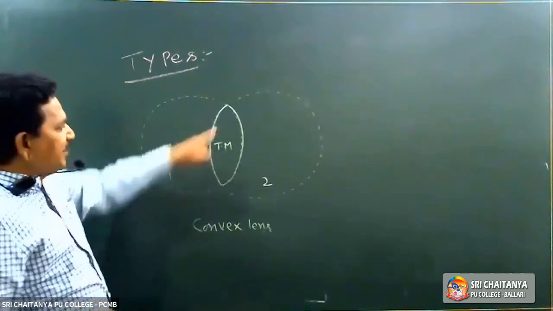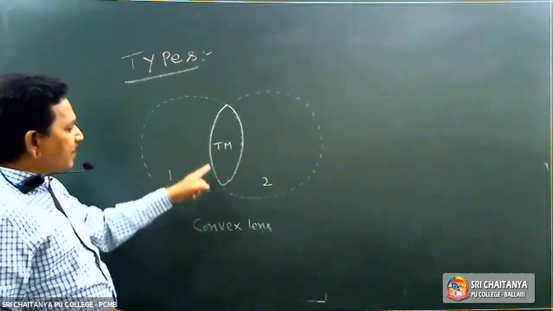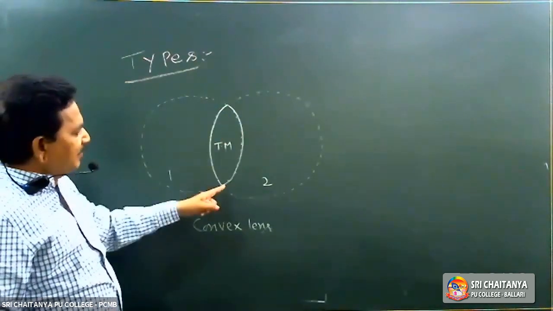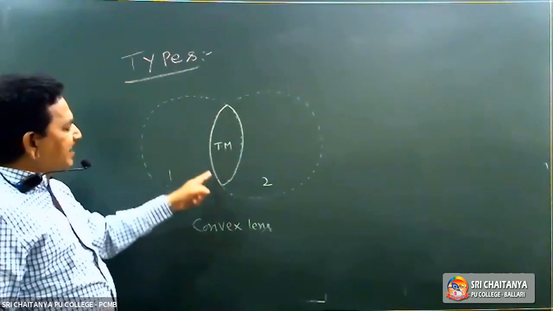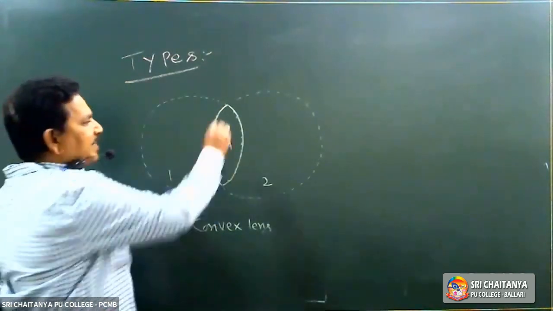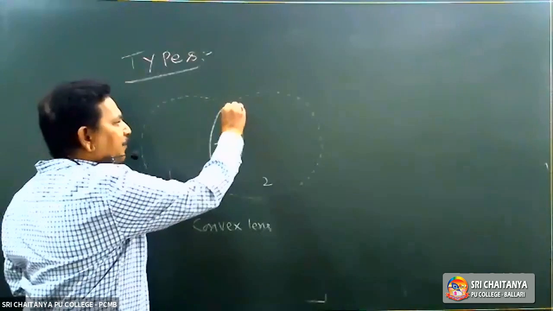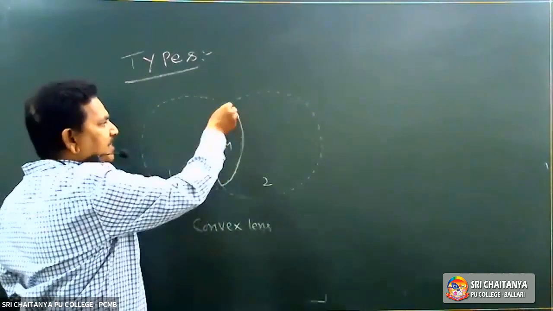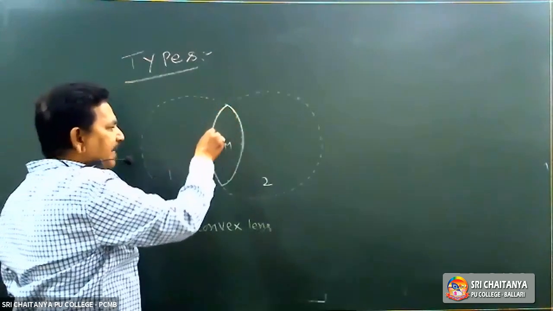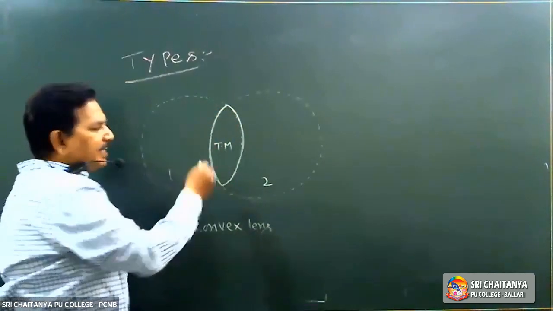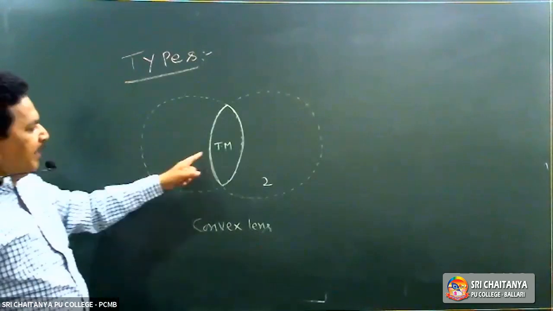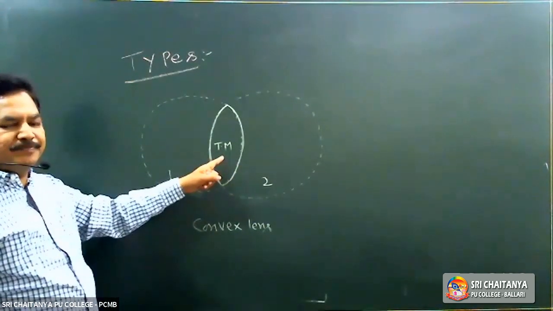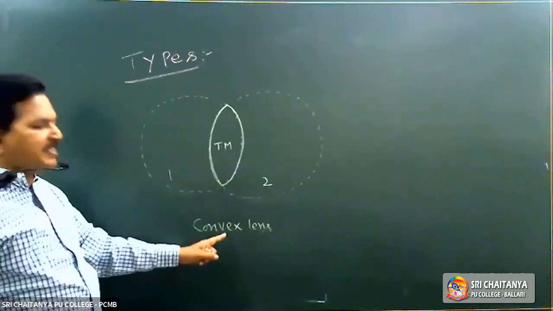This becomes one refracting surface, the first refracting surface. This is the second refracting surface. This is the part of the first sphere, the first refracting surface. This is the part of the second sphere, the second refracting surface. In between these two surfaces, a transparent medium is filled. Here, this is the convex lens.